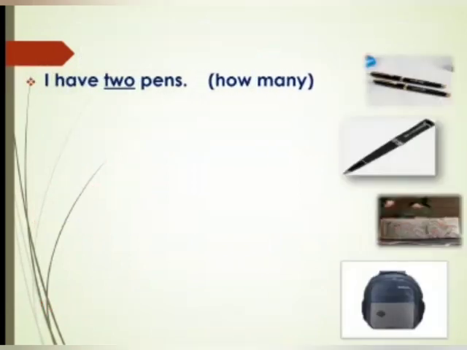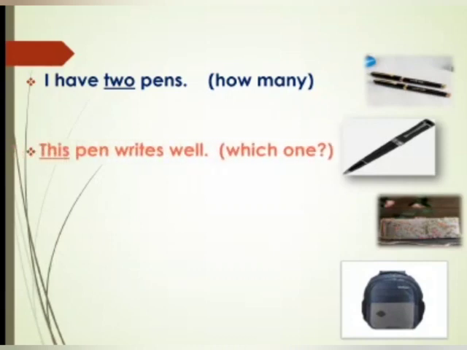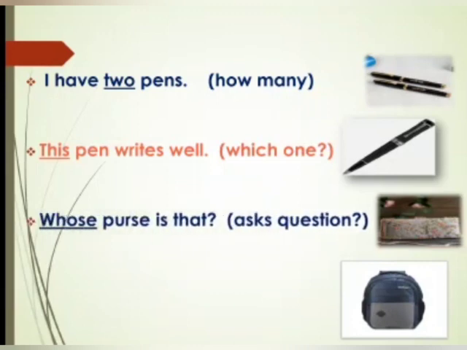Now, I have 2 pens. How many pens? 2 pens. 2 is an adjective. This pen writes well. Which one? This one. The word this is an example of adjective.